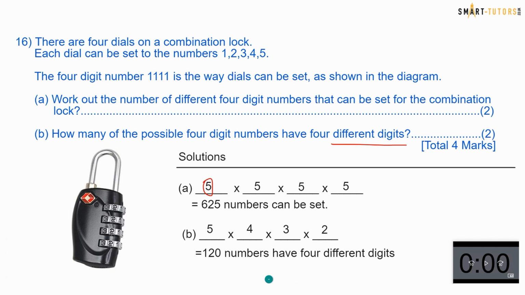So the first digit can be all 5 combinations. Then whatever number you have taken, there is one less, 4 combinations, on the second space. With 2 numbers taken, the next one is going to be 3 combinations. With 3 numbers taken, remaining 5 take away 3 is 2 combinations. So 5, 4, 3, 2. If you multiply together, 120 numbers have 4 different digits. That's our answer for question number 16.